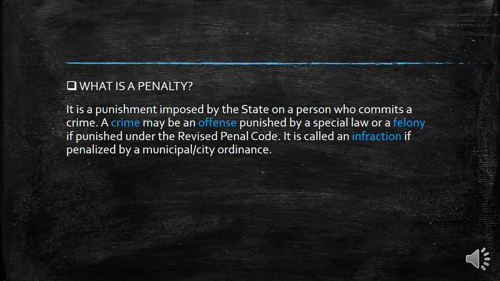What is a penalty? A penalty is a punishment imposed by the state on a person who commits a crime. Now, a crime can be called an offense if punished by a special law, or a felony if punished under the Revised Penal Code. It is also called an infraction if penalized by a municipal or city ordinance. Now, if you really have to be precise about it, please do not call an offense punished by a special law a felony, because the term felony is exclusive for those crimes punished under the Revised Penal Code.